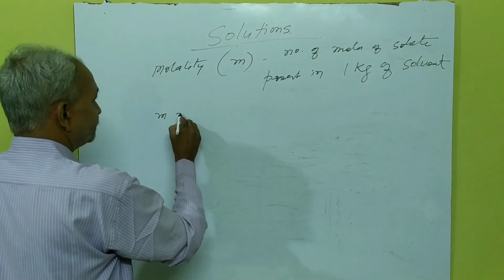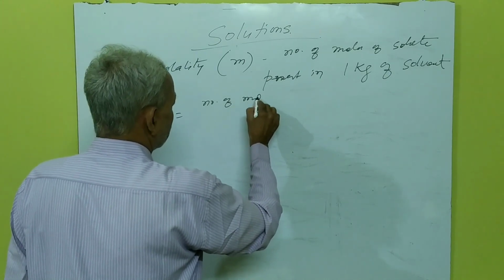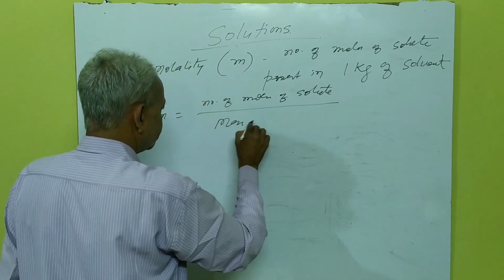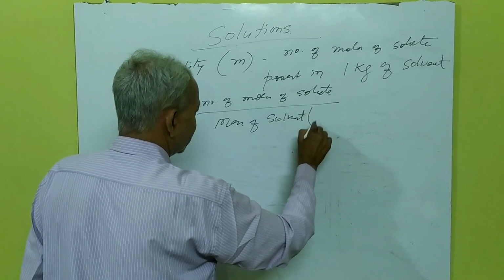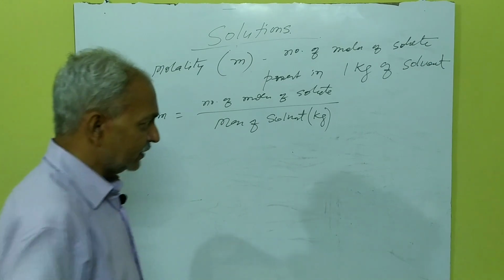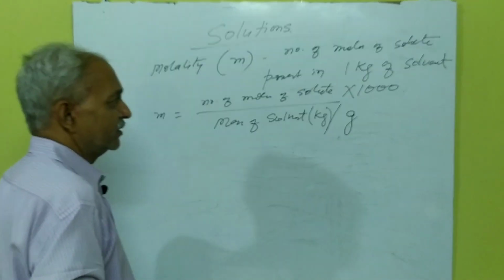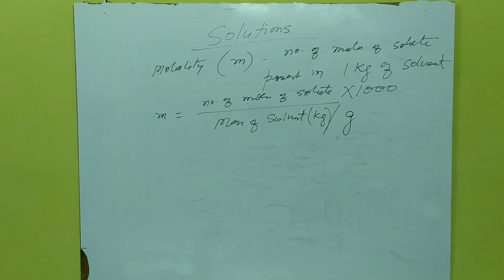A small m is equal to number of moles of solute divided by mass of solvent. If you write mass of solvent in kg, there is no need to multiply. If you write in terms of gram, then multiply by 1000, right? So two mathematical terms I have written here: number of moles of solute into 1000 is there if the mass of solvent is expressed in terms of gram. If mass of solvent is represented in kg, molality is equal to number of moles of solute divided by mass of solvent in kg, right?